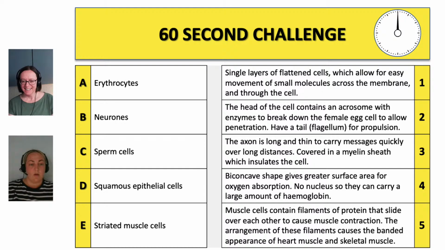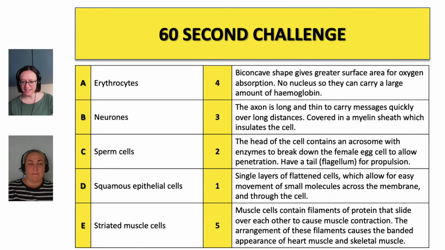And the last, striated muscle cells. Yep. Was a trick, obviously, wasn't it? Let me just reveal those answers. So yeah, muscle cells contain filaments of protein that slide over each other to cause muscle contraction. So remember, striated means striped. So the arrangement of these filaments causes the banded or striped appearance of heart muscle and skeletal muscle. Okay, brilliant.